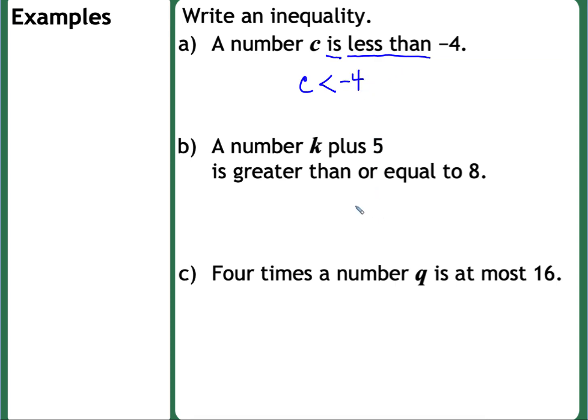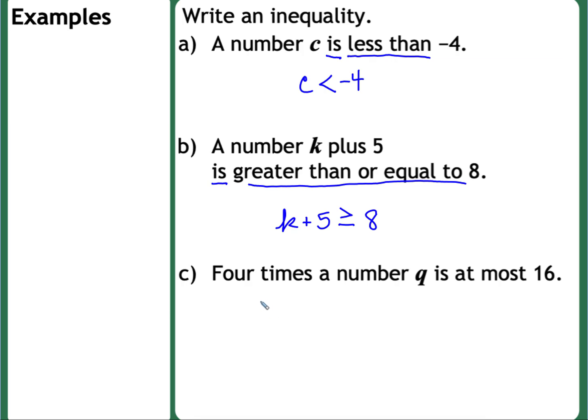All right, looking at B, a number K plus 5. Here's that is. So what's the inequality? Is greater than or equal to. So greater than or equal to. So we have K plus 5 is greater than or equal to 8.